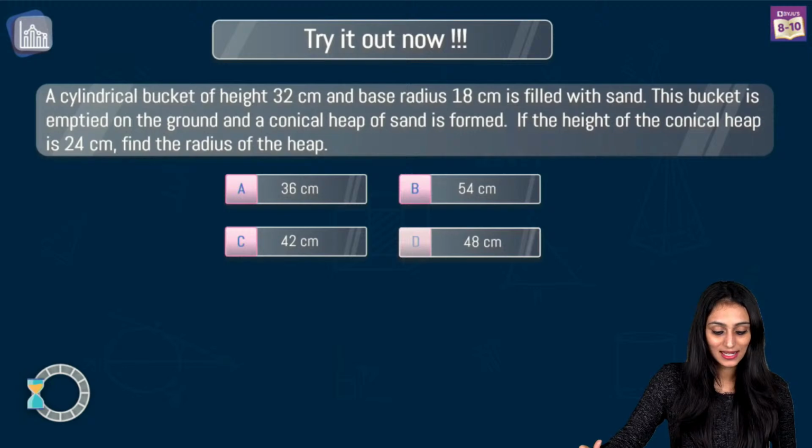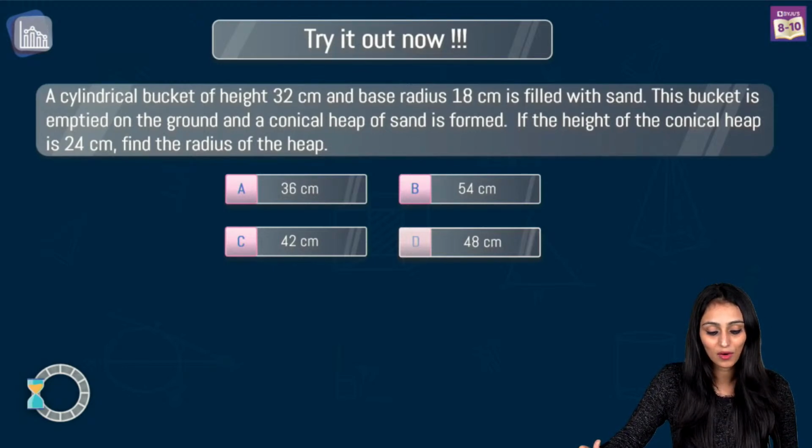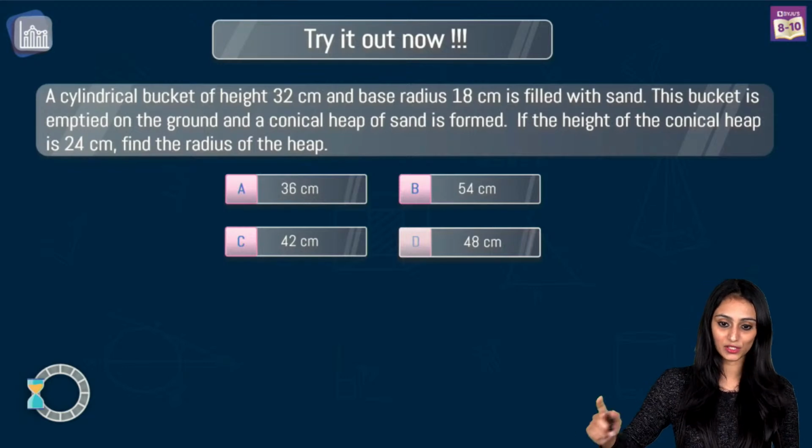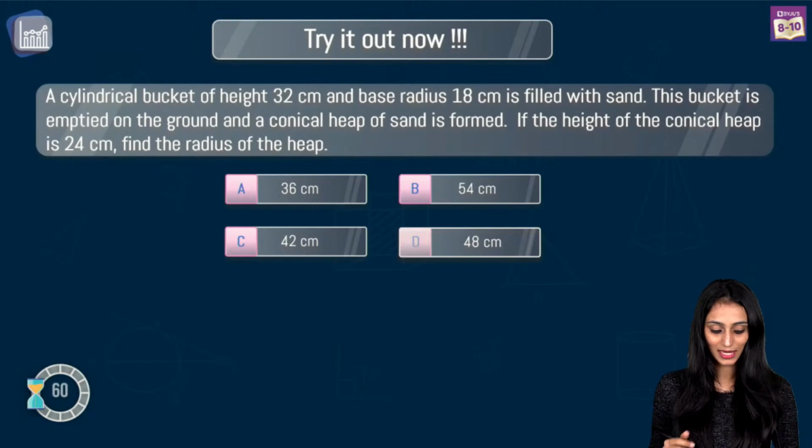It says a cylindrical bucket of height 32 centimeter and base radius 18 centimeter is filled with sand. The bucket is emptied on the ground and a conical heap of sand is formed. The height of the conical heap is 24 centimeter. Find the radius of the heap. You have 60 seconds to solve this question. Let's start the timer.